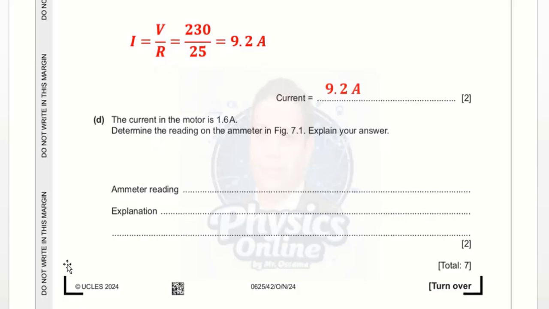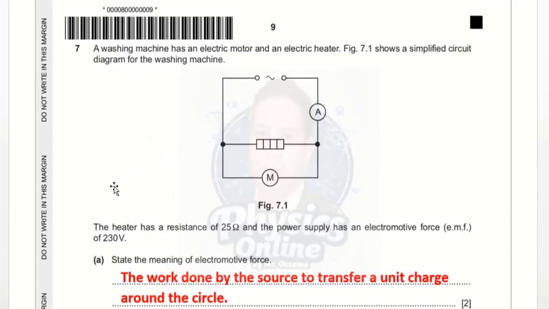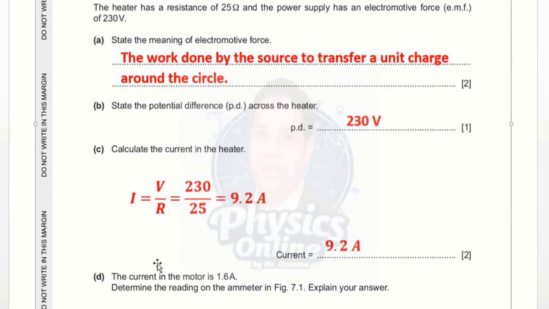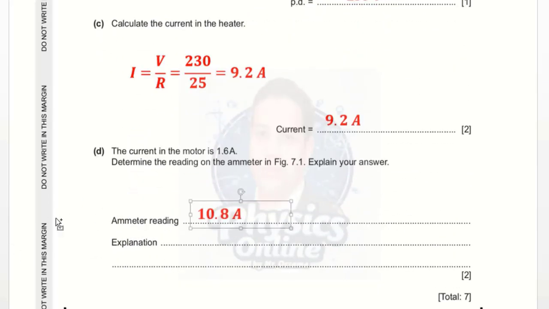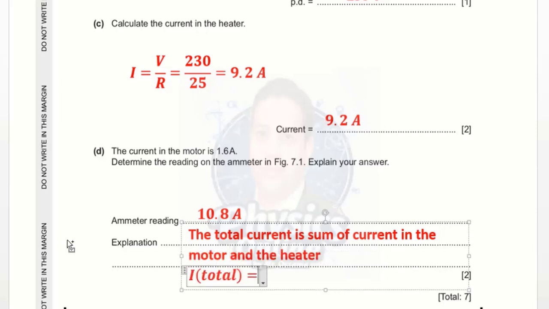Determine the reading on the ammeter in figure 7.1. Explain your answer. The reading on the ammeter is the total current. One of them is 9.2 and the other one is 1.6. The sum of them is 10.8. Explanation: the total current is the sum of current in the motor and the heater, which equals I total equals 9.2 for the heater plus 1.6 for the motor equals 10.8 ampere.